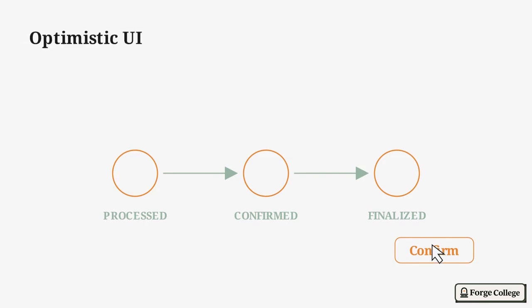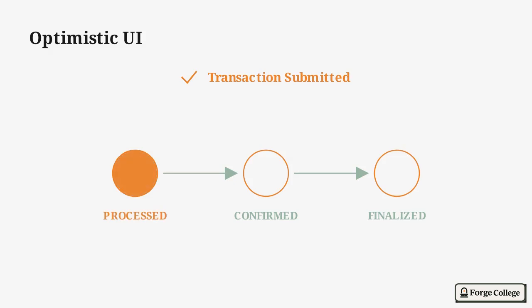We start by deploying optimistic UI. Instead of making the user wait for network validation, we assume the transaction will succeed and immediately show a transaction submitted message on their screen. Behind the scenes, the network reaches the process stage. This simply means the transaction has hit the mempool and the network acknowledges it exists. It is not guaranteed yet, so your application starts polling the RPC in the background to track its status.